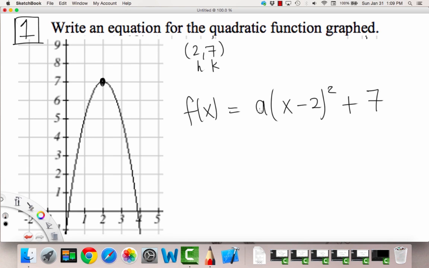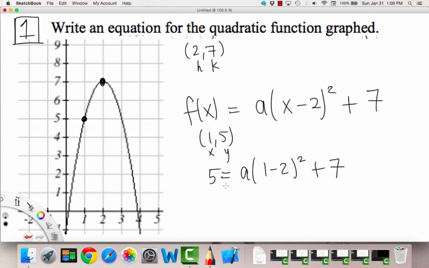So we can just figure that out by plugging in a point that's not the vertex, okay? So if we just find a point, we could say, I don't know, (1, 5), right? That's on our graph here. So if we plug in (1, 5), this is our x and that's like our y, right? So 5 is equal to a times (1 minus 2) squared plus 7.